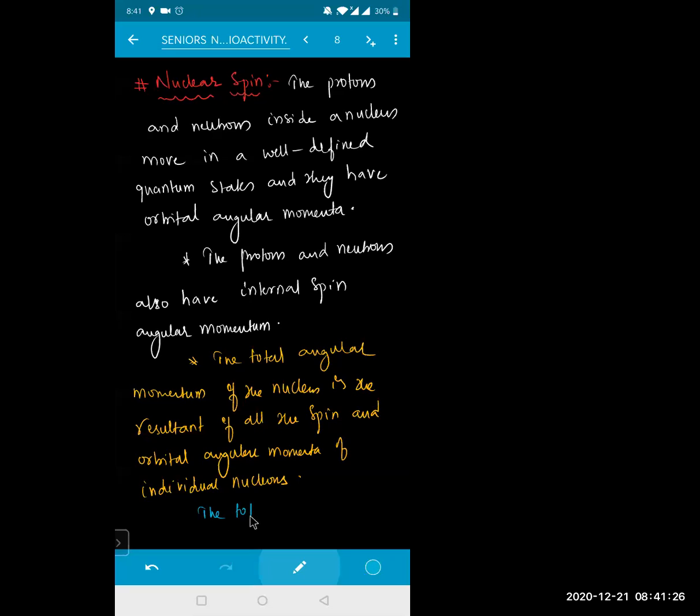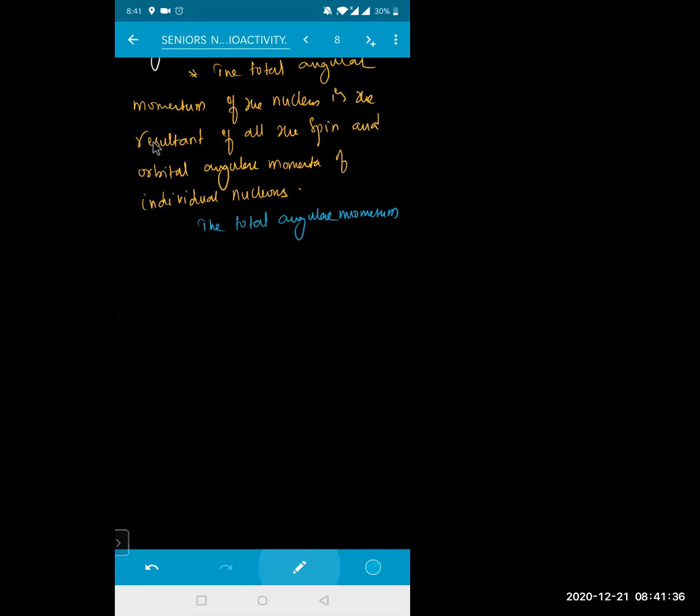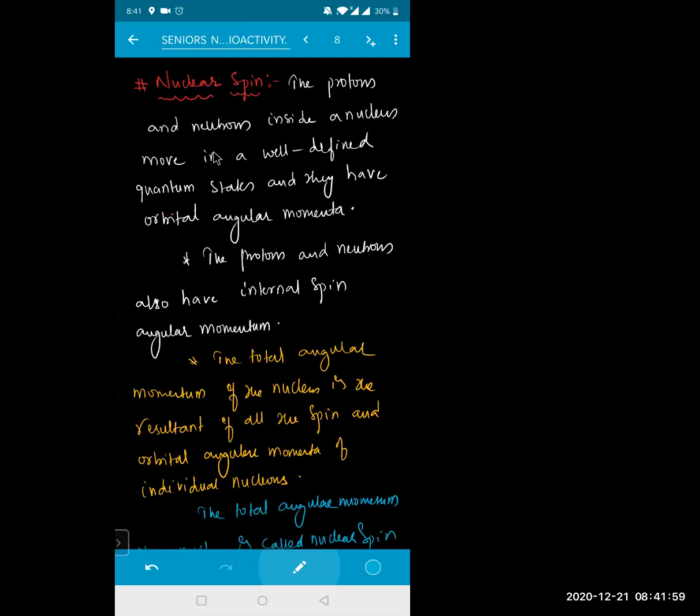So the total angular momentum of a nucleus is called what, beta? The total angular momentum of a nucleus is called nuclear spin of that particular nucleus. Okay, so this is important for theoretical questions. So nuclear spin is nothing but what, beta?